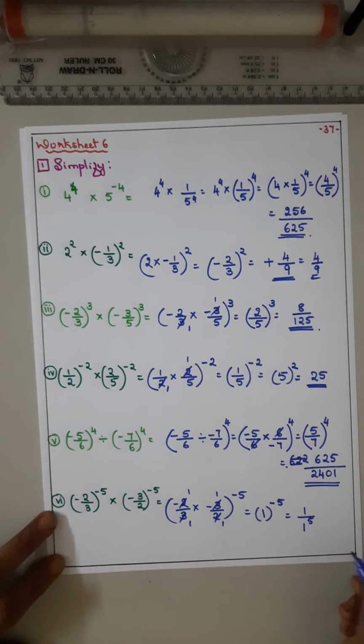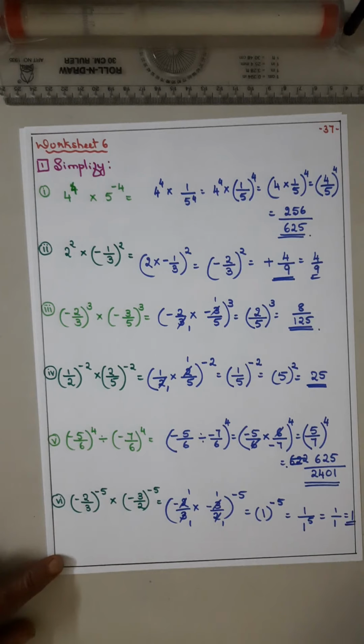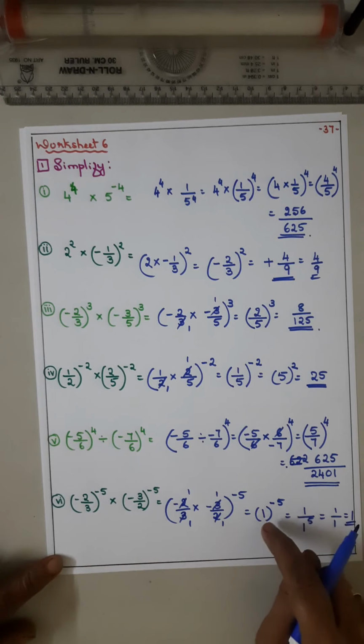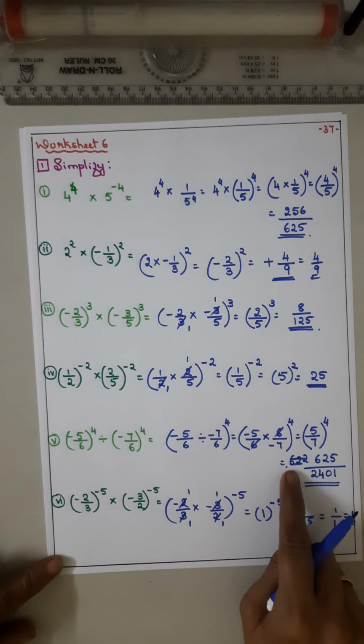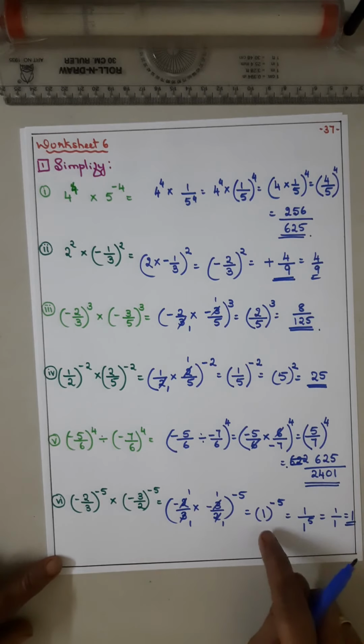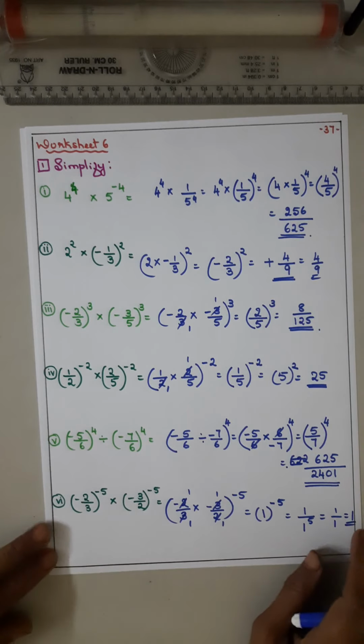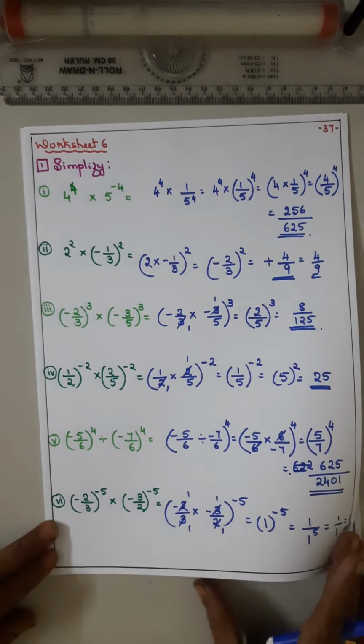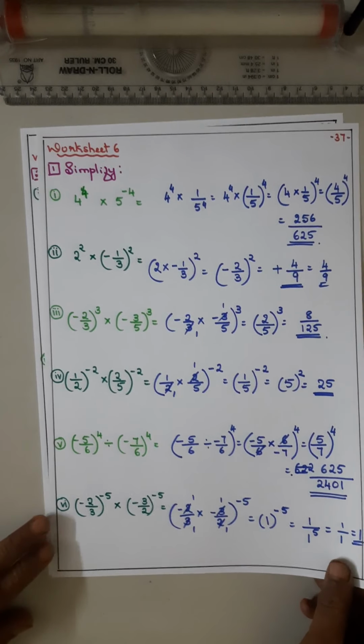Make it positive. Now 1 by 1 to the power 5. How much it will be? 1 by 1, that is 1. Final answer is 1. Understood? 1 to the power negative 5. So reciprocal of this and positive. So ultimately it will be 1. That was question number 1.